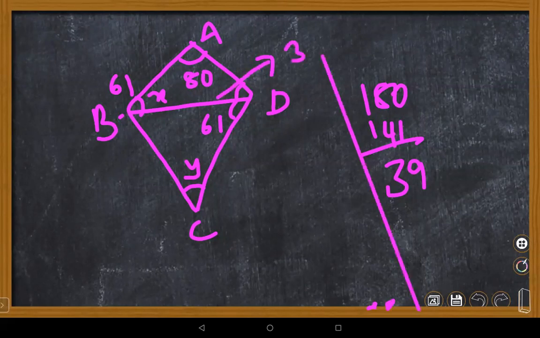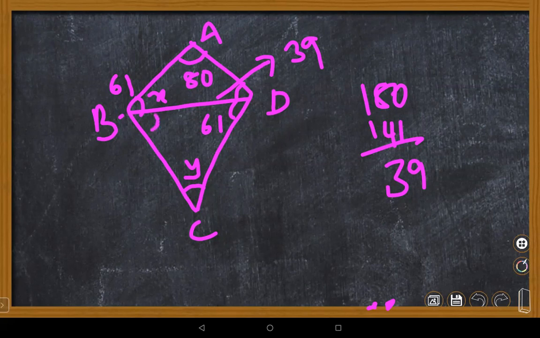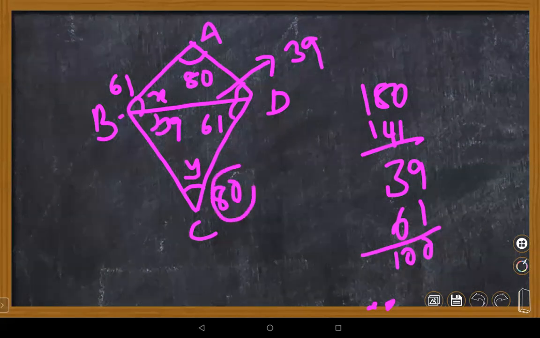Yes, ma'am, I got it. Very good, very good. This is 39. This angle is 80 degrees, and this is also 39, right? Yes, ma'am. Now 39 plus 61 is 100. Very good. Then what is the Y value? 80. We can take directly the opposite angle here, children.